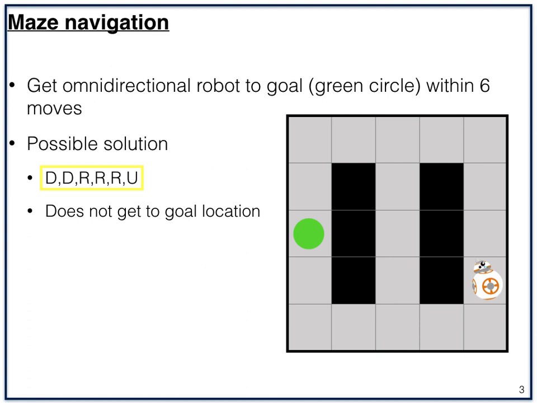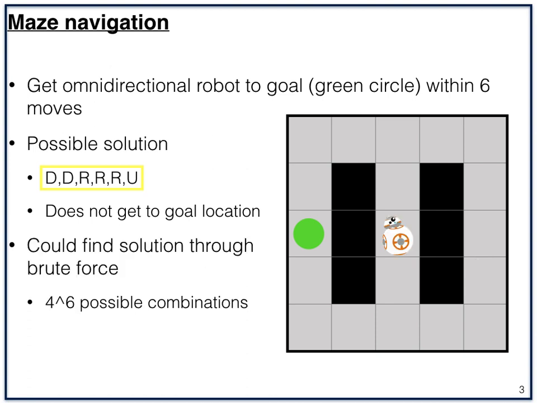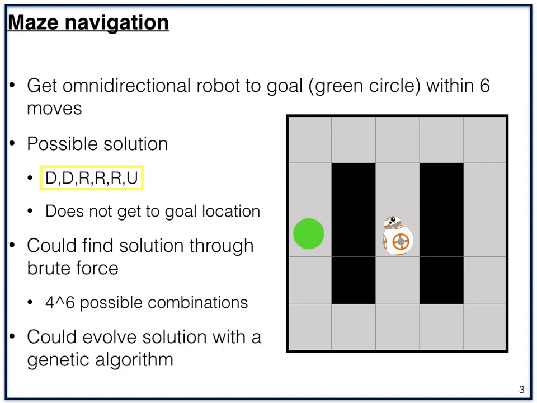So how do we find a solution that gets the robot to the goal location? Well, one option is just to search through all the possible combinations of move sets, so we can just brute force the problem. For this problem, that's 4 to the 6 possible combinations, which is a big number, but it's not too big. But this is also a relatively simple problem. And so as we get into more complicated and larger problems, this type of brute force method is not going to work. So the alternative is simply to evolve a solution with a genetic algorithm.